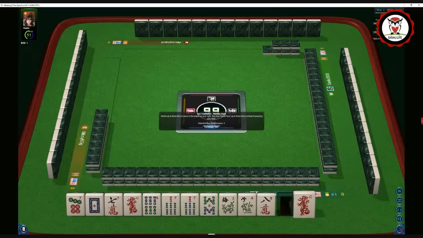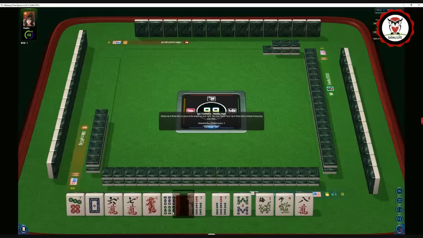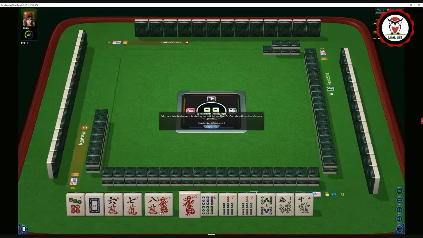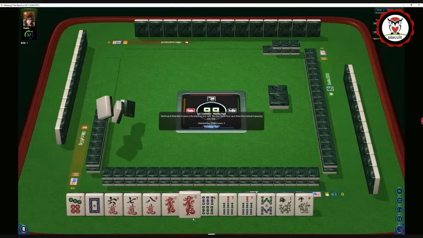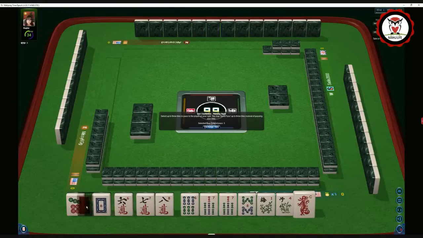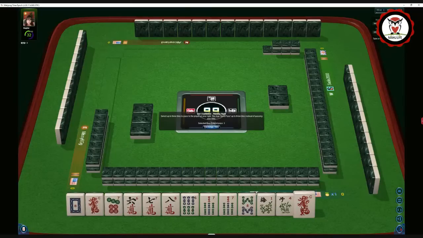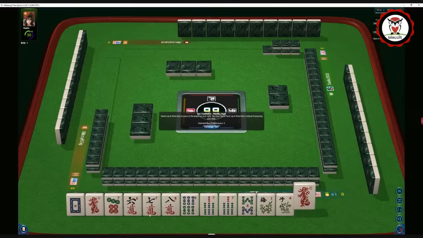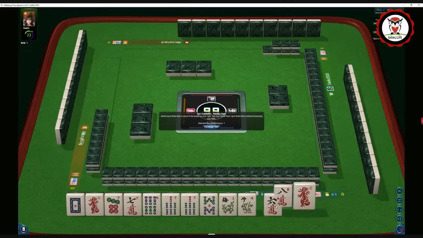6, 7, 8 red. Let's just reassess a little bit here. So we have 6, 7, 8 dragon, 6, 7, 8, 7, 8, 7, 8. We cannot keep it all. I'm still thinking like numbers potentially. So red, yikes. Red 6, 8. Oh my goodness, that's kind of risky. That is a pretty risky pass there. Yikes. I don't think I want to do that.